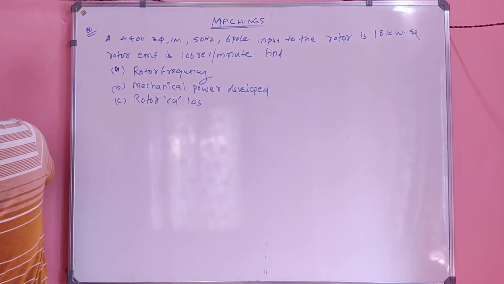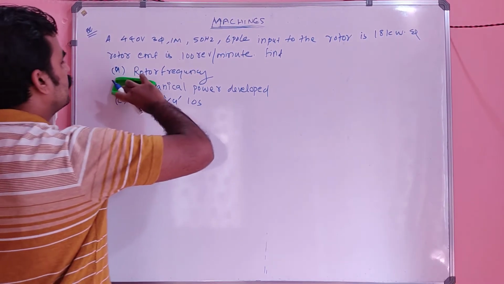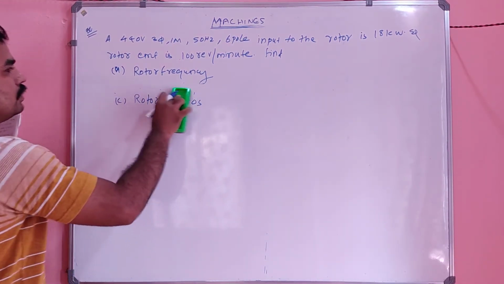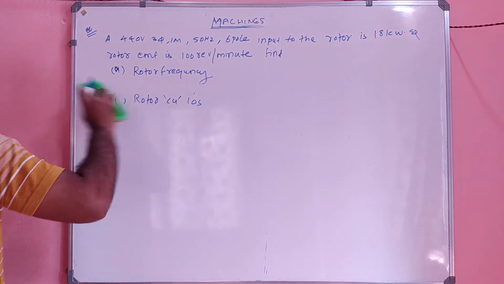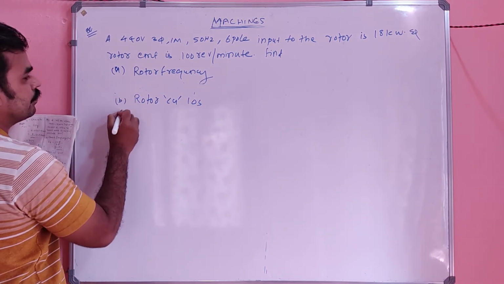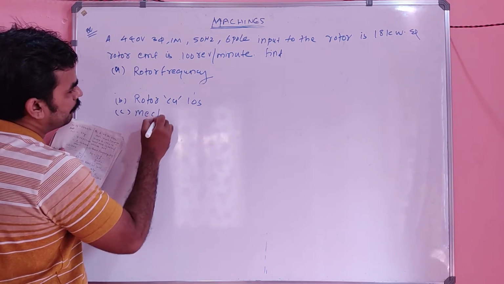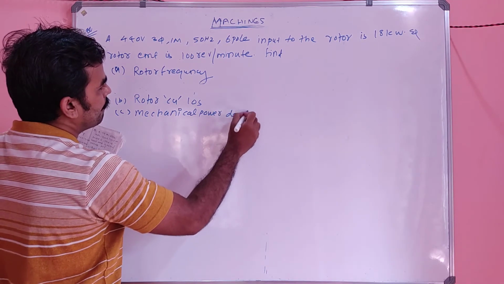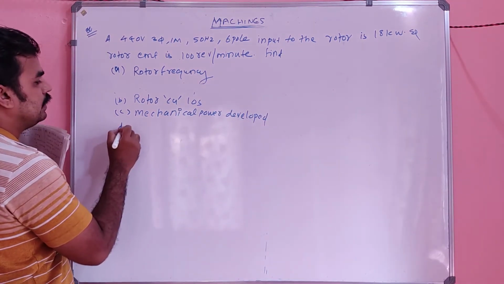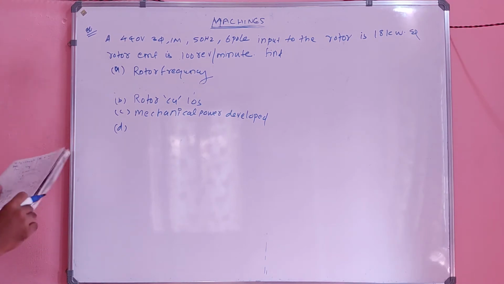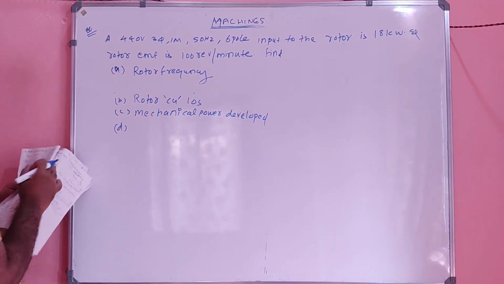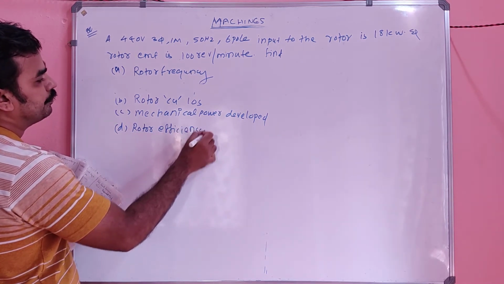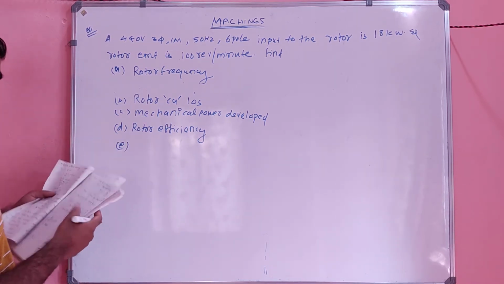See, this is B. You can take this as B, mechanical power developed. And D, rotor efficiency. And E, rotor speed.